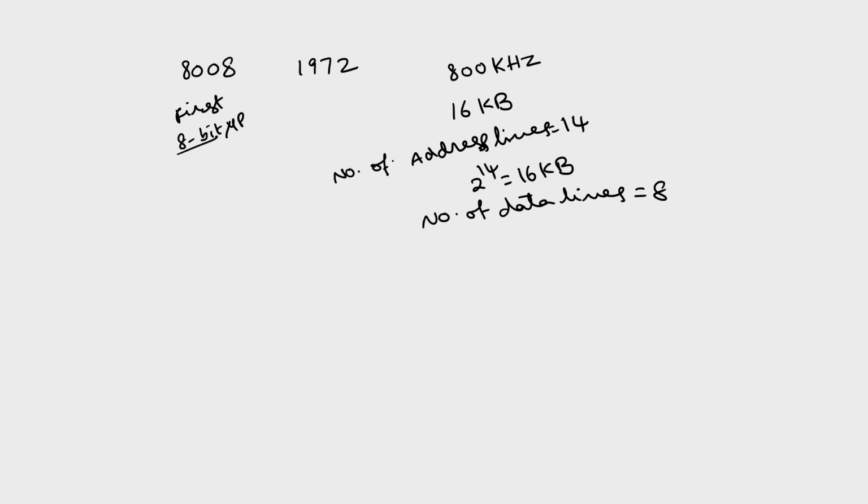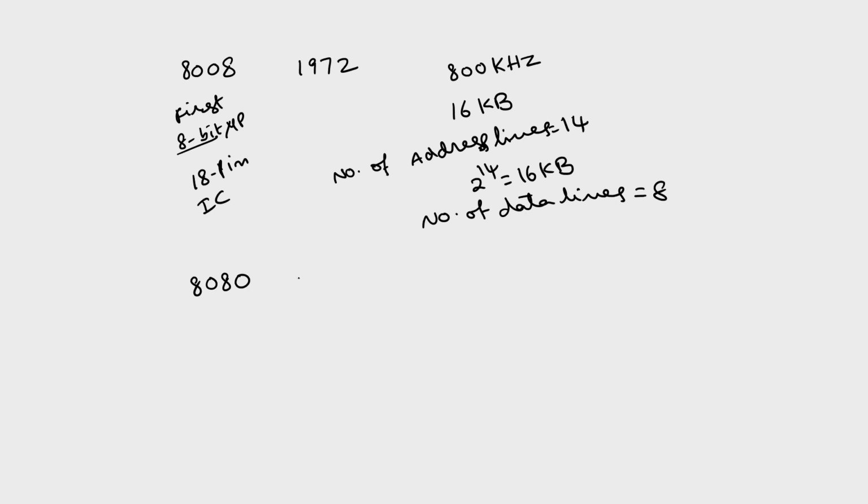And this is the clock frequency, the important parameters of any microprocessor. So, how many address lines, how many data lines, what is the clock frequency. These are the 3 important parameters. And of course, this is an 18 pin device. This was an 18 pin IC. Later, as technology developed, the next 8-bit microprocessor was the 8080.